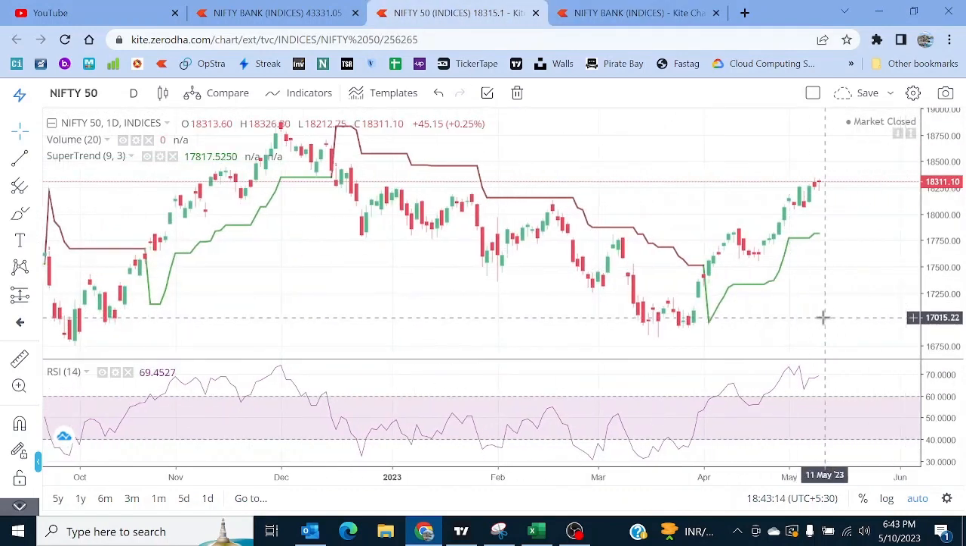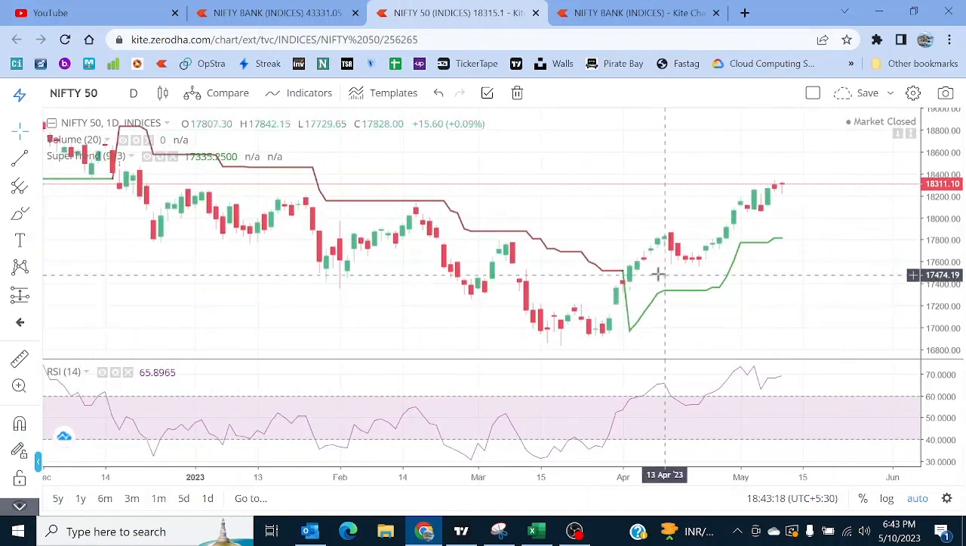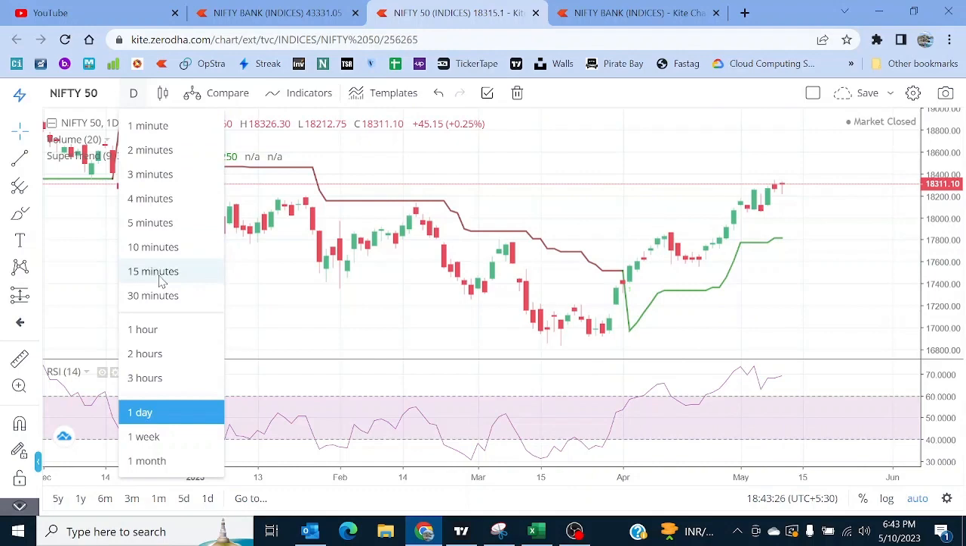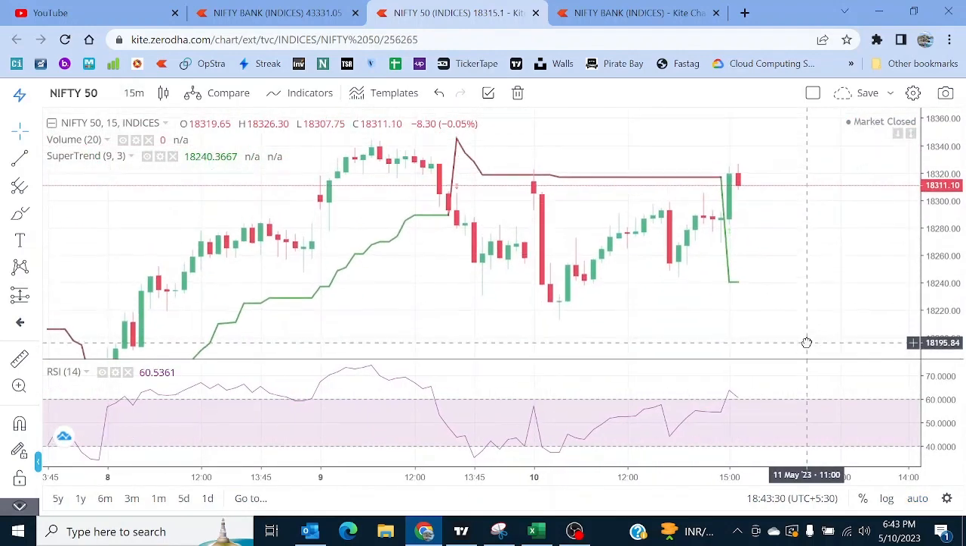So it was not a good day from a price action perspective. If you see today, the prices were going up and suddenly going down. So let's analyze that. I'll place the 15-minute chart and try to analyze it there.